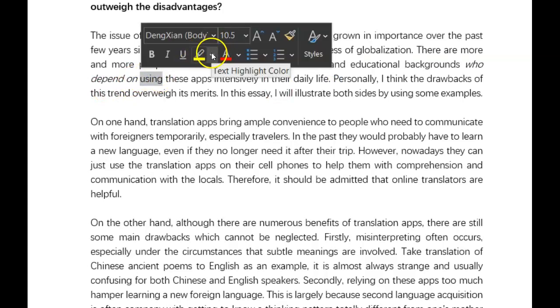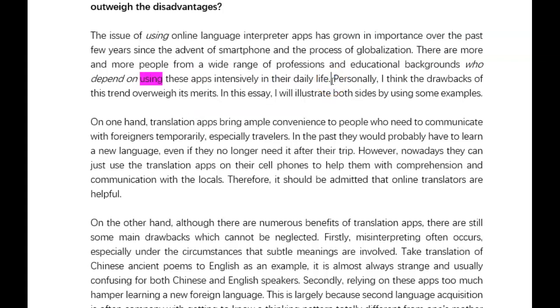I like that. Okay, let's go pink today. I hope you like pink as well. Personally, I think the drawbacks of this trend outweigh its merits. Good in this essay, others. Good, really nice. Examples. You could use examples from.